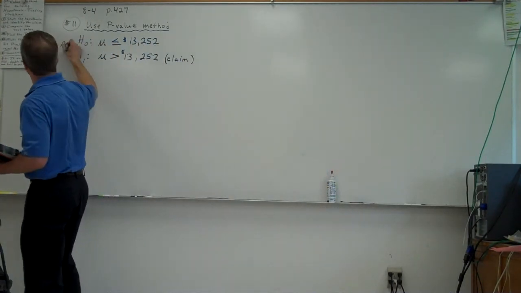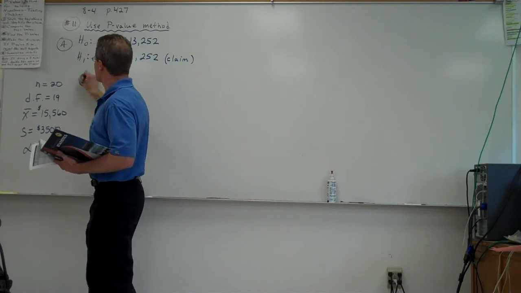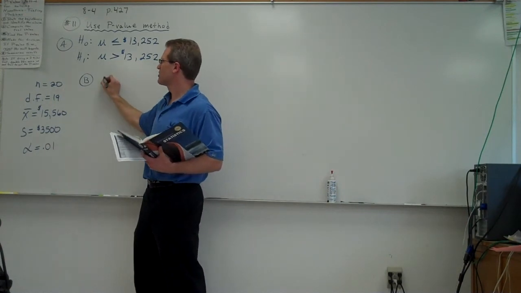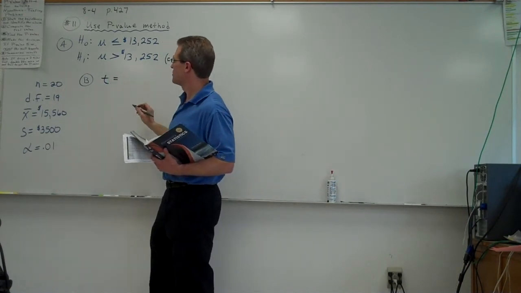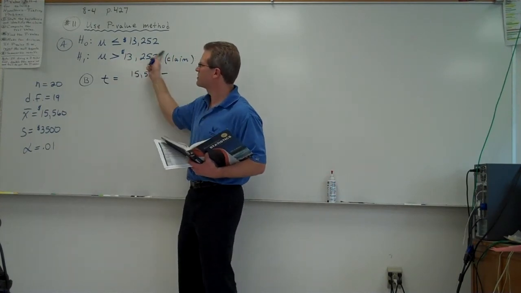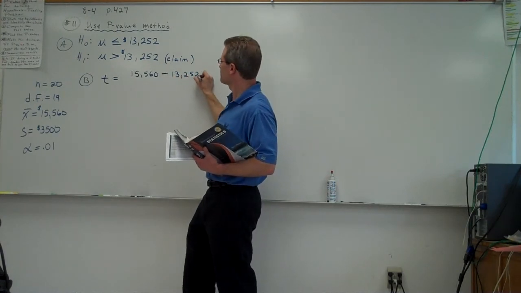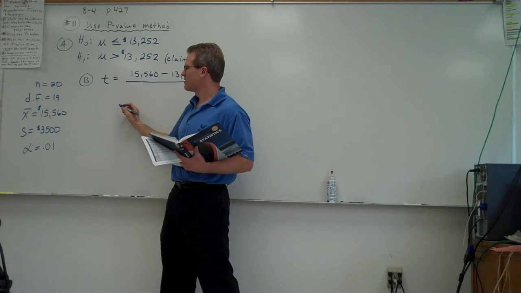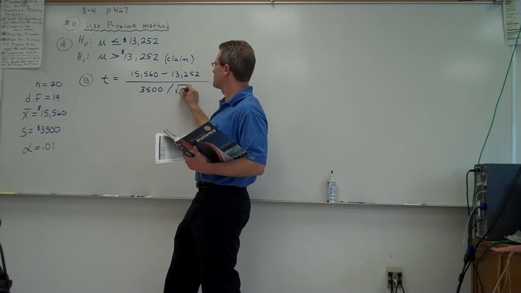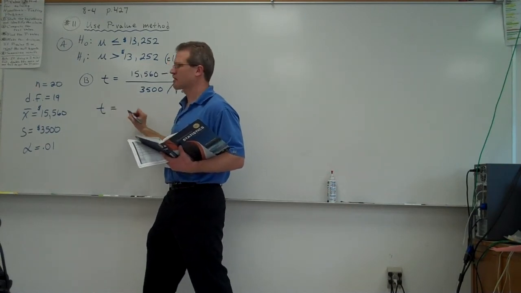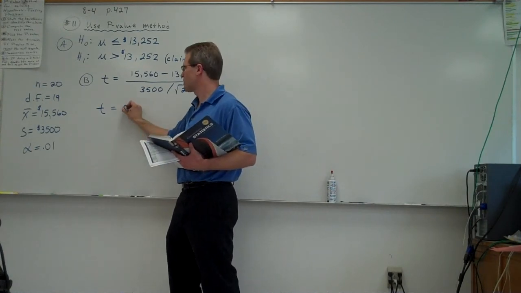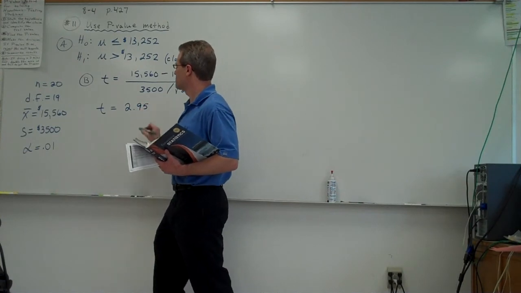This was step A. Step B is compute the test value. Since we don't know the standard deviation of the population, and n is less than or equal to 30, we're going to use our t-distribution. You're going to take the sample mean, which is 15,560, minus the hypothesized mean of 13,252, divided by s, which is 3,500, divided by the square root of n, the square root of 20. Anyone tell me what that comes out to? 2.94. 2.95? Yeah. Here's our t-score.